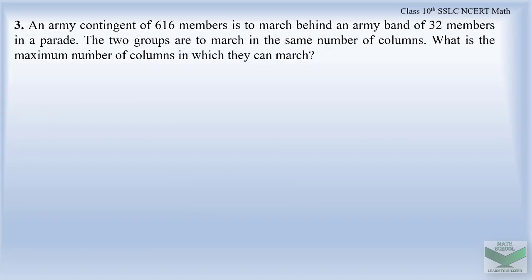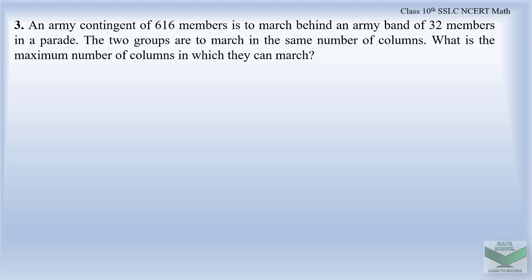And now let us solve the third question from exercise 8.1. An army contingent of 616 members is to march behind an army band of 32 members in a parade. The two groups are to march in the same number of columns. What is the maximum number of columns in which they can march?